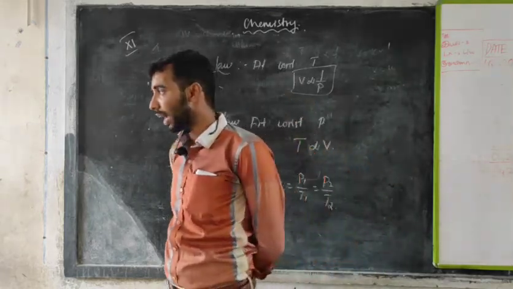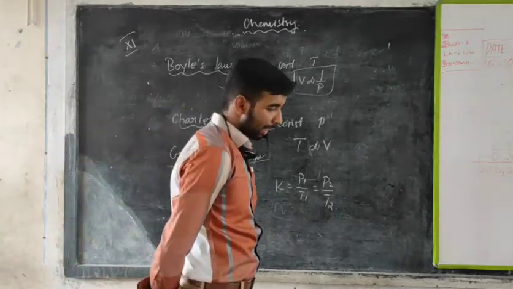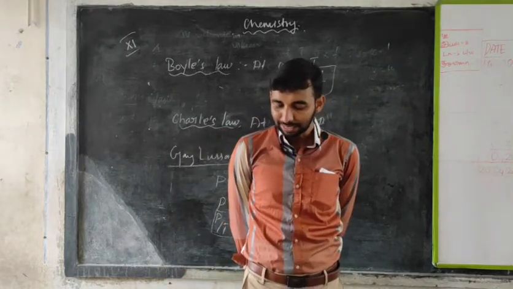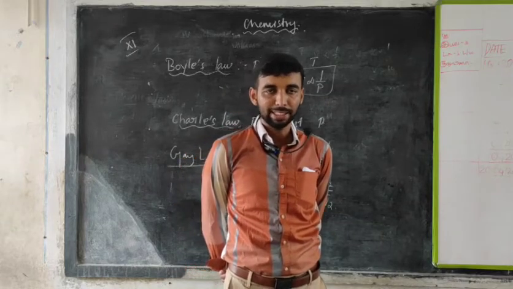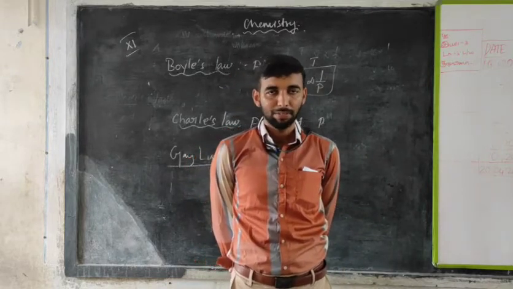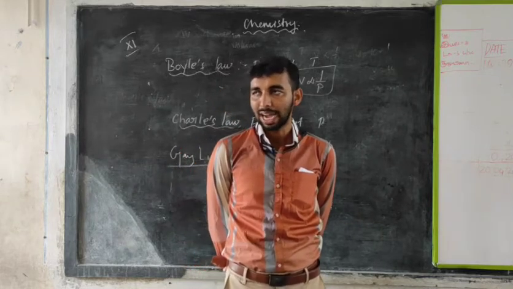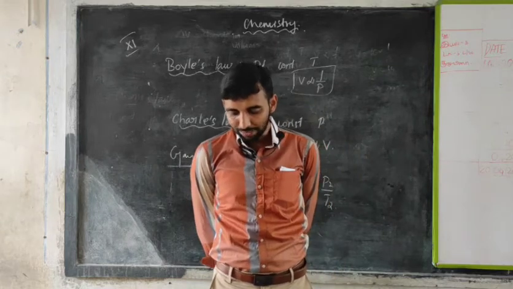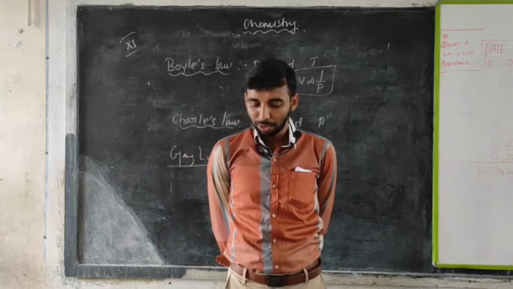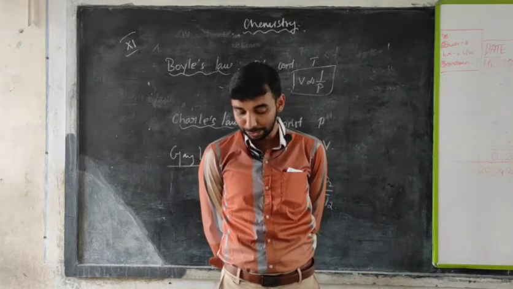If you have two gases like carbon dioxide and nitrogen, and the conditions of the two gases are the same, like temperature and pressure, then we have the same number of molecules in carbon dioxide and nitrogen. This is called Avogadro's hypothesis. I repeat once again: equal volumes of all gases under the same conditions of temperature and pressure contain an equal number of molecules.